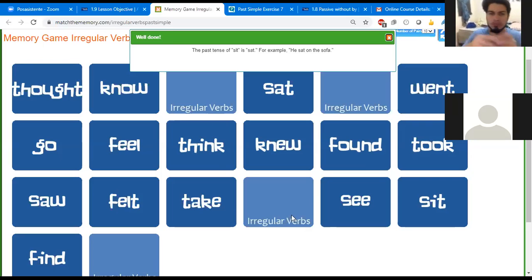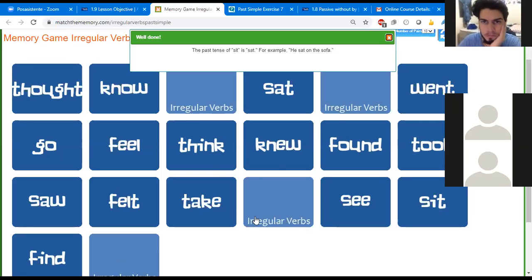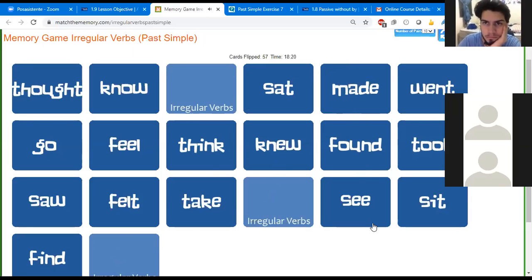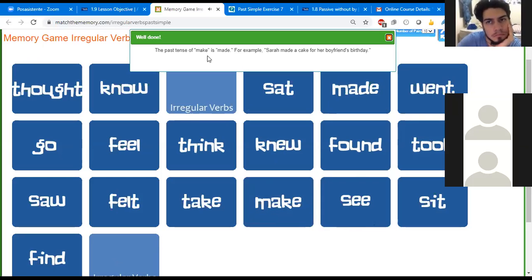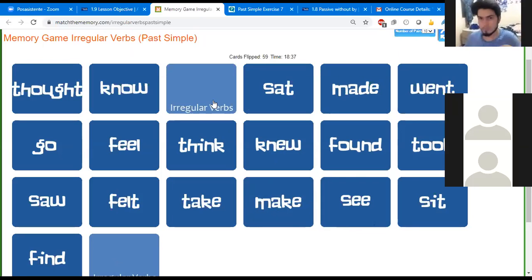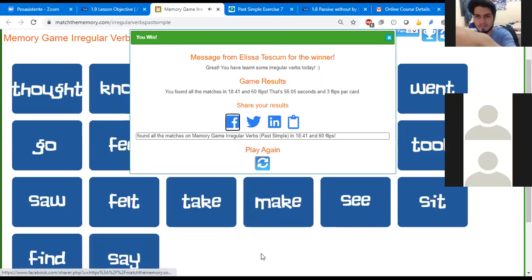Only two more. Next to sat. Make. And next to take. Very good. The past tense of make is made. For example, Sarah made a cake for her boyfriend's birthday. And obviously, said and say.